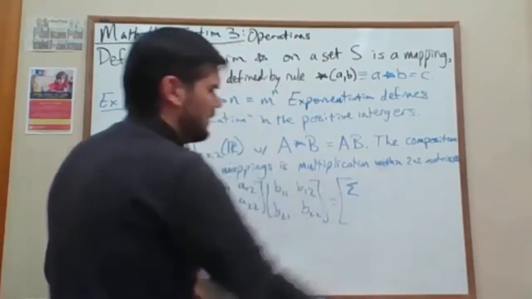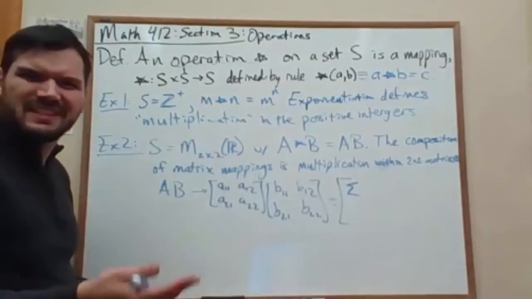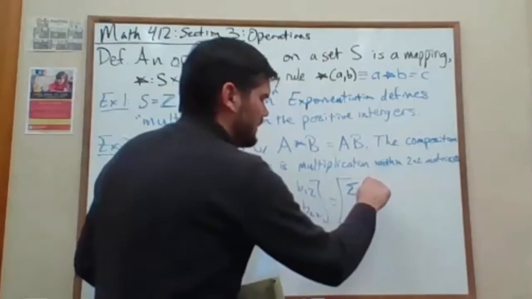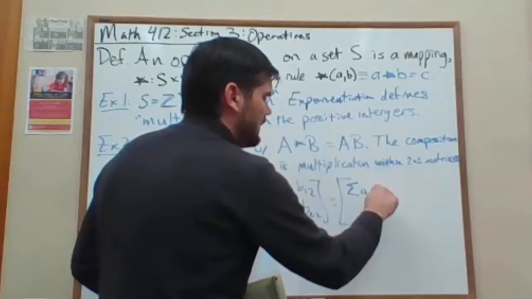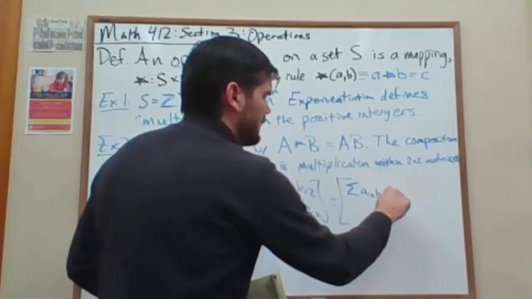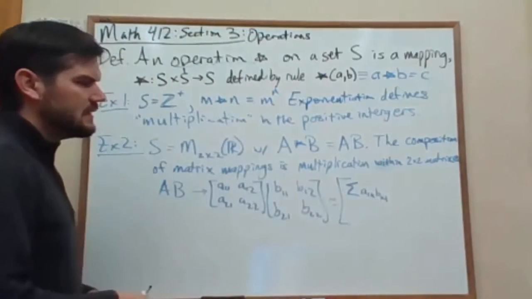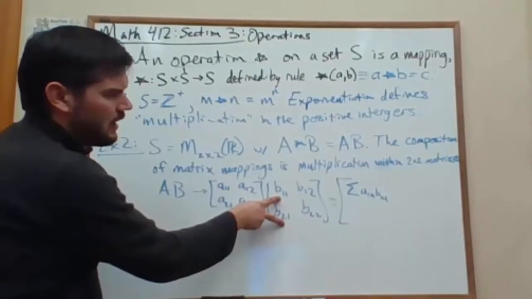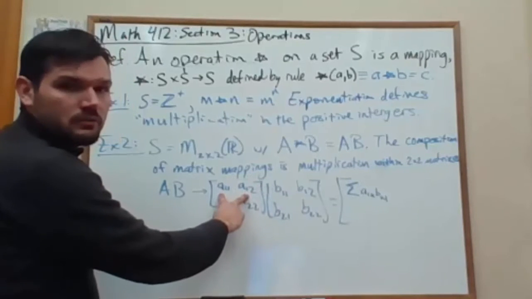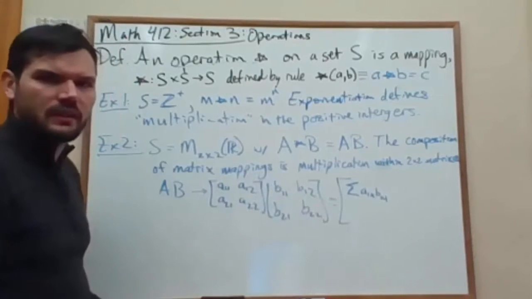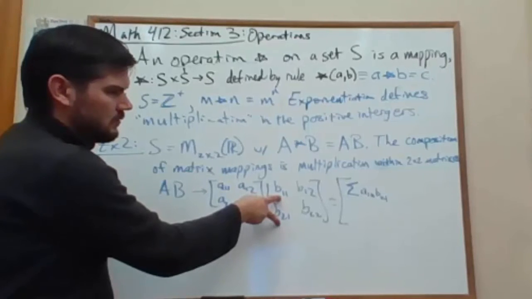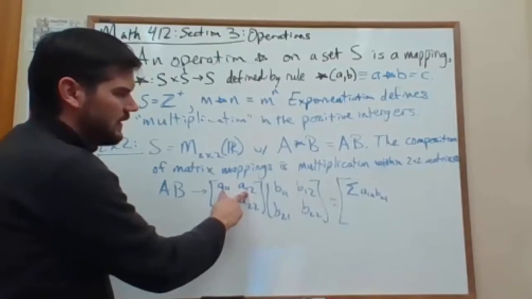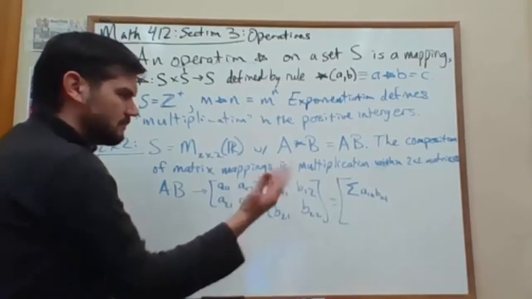And I'll write these products in terms of summations because that's how we define our dot products. The first summation is a summation of A1K BK1. It's the dot product of the first column of B with the first row of A. You could think of that as row 1 of A dotted with column 1 of B.